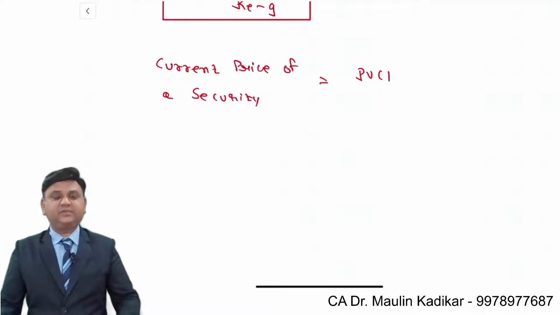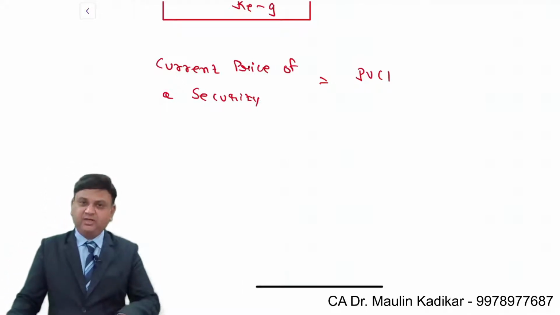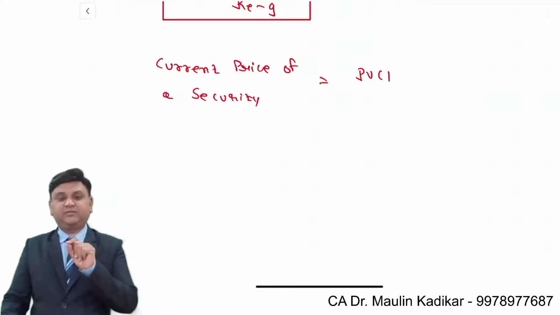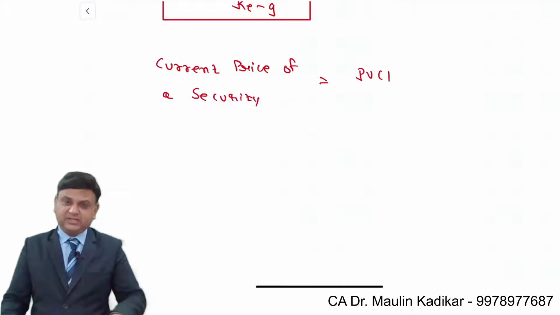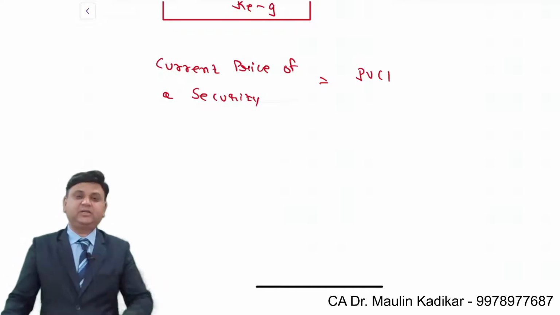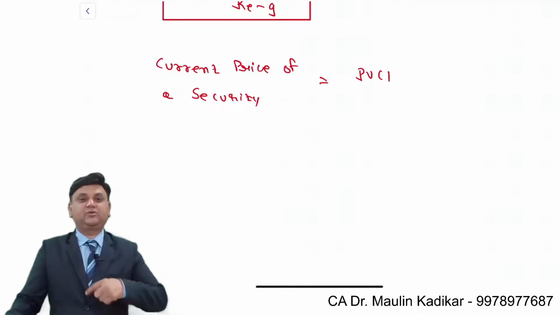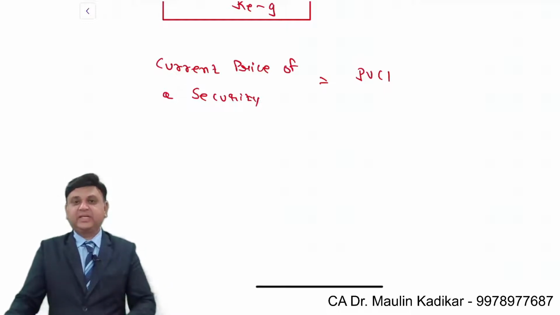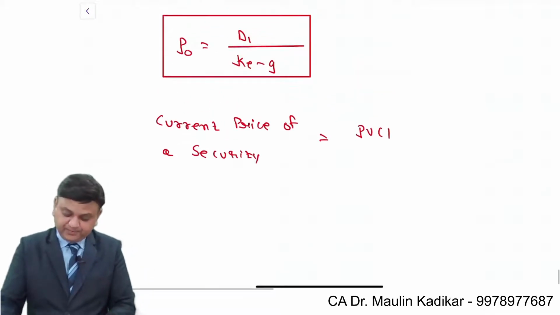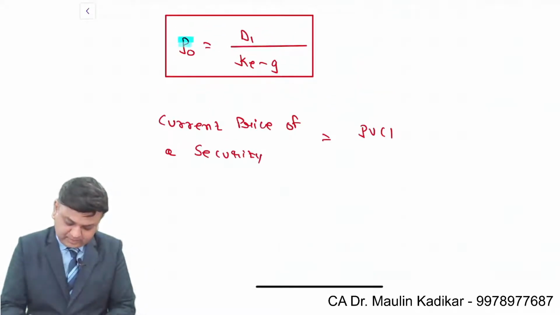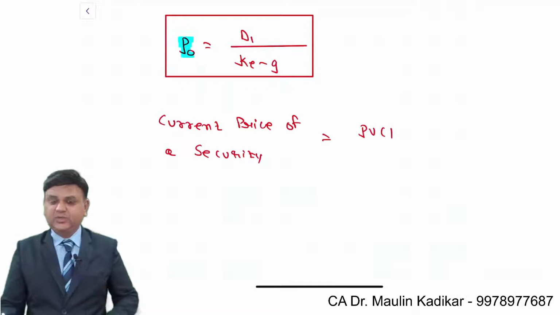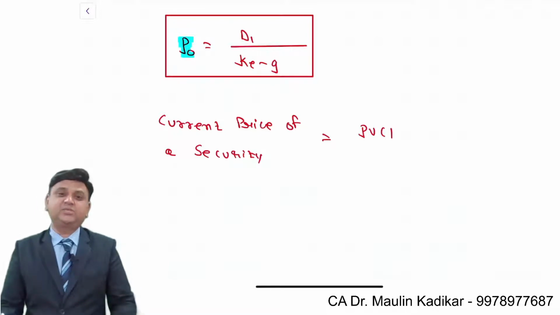We have seen a number of examples, when it was a preference share, a debenture, a bond. At that point we had cash flow in the form of interest, preference dividend, redemption value. All of them are discounted to present value in order to calculate the price of the security. Similarly, we have a concept of calculating the price of an equity share, that is P0. P stands for the price and 0 stands for the current price, that is, the price going on at this point of time.